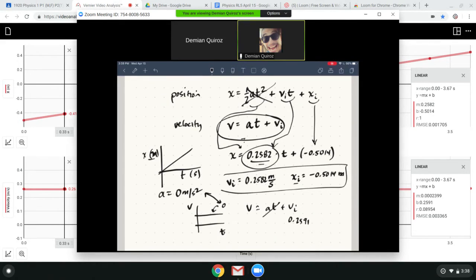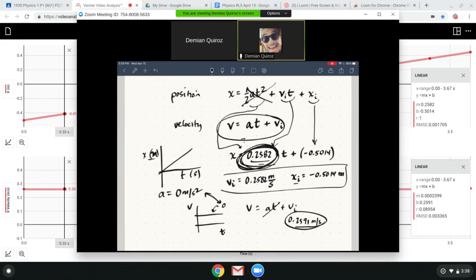0.2591. Very cool. So this is my B value. It's in meters per second. Look at this number and this number here. They both agree to the hundredths place. So basically, I could stay there. So it's 0.26, or I can say it's 0.258, or 0.259, I'd be right either way.